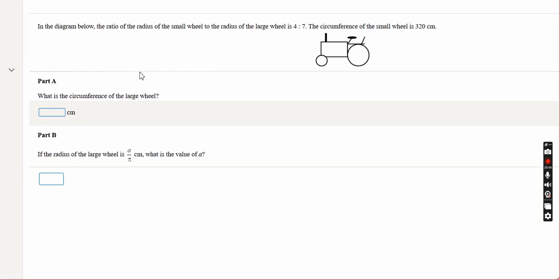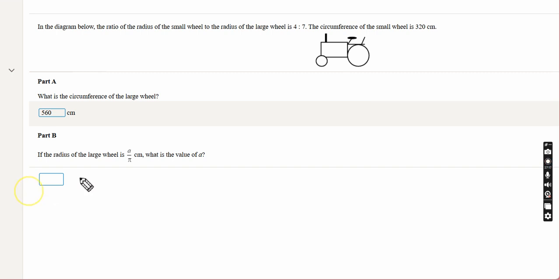Now here's the same thing. You don't have to worry about the wheel or anything. What did they do here? In the diagram below, the ratio of the radius of the small wheel to the radius of the large wheel is 4 to 7. The circumference of the small wheel is 320. What did they multiply by? They multiplied the small wheel by 80. Again, it's a ratio, so you multiply it by 80. You do the same thing with the larger wheel. You multiply it by 80. So 7 times 80 is 560. There you go.